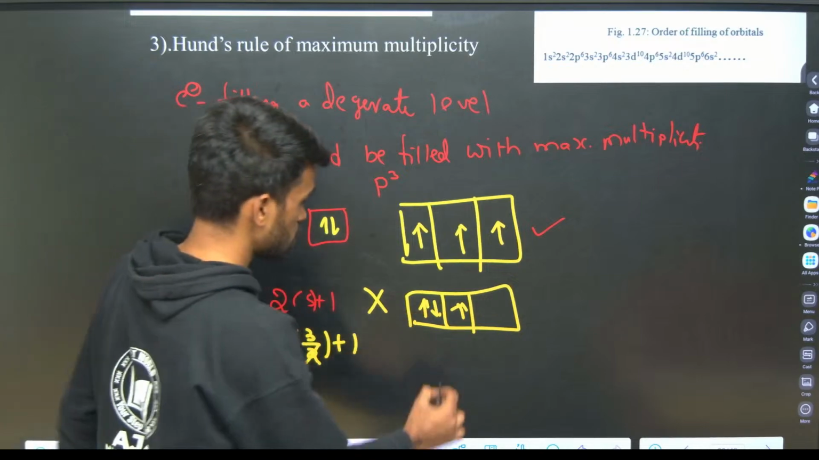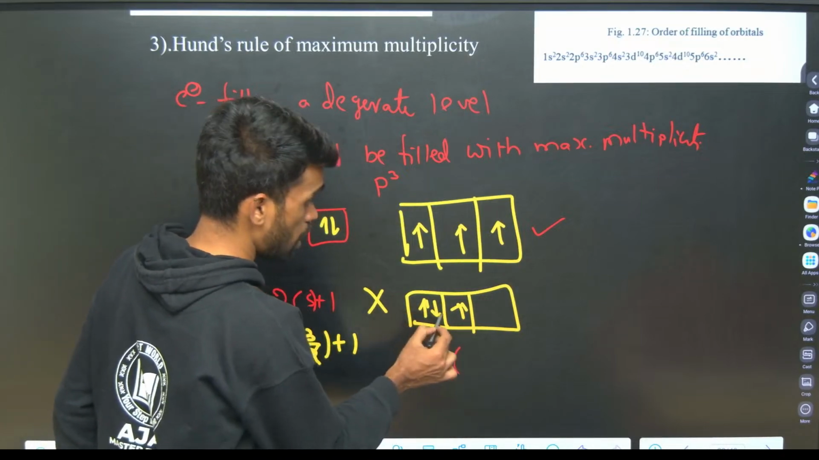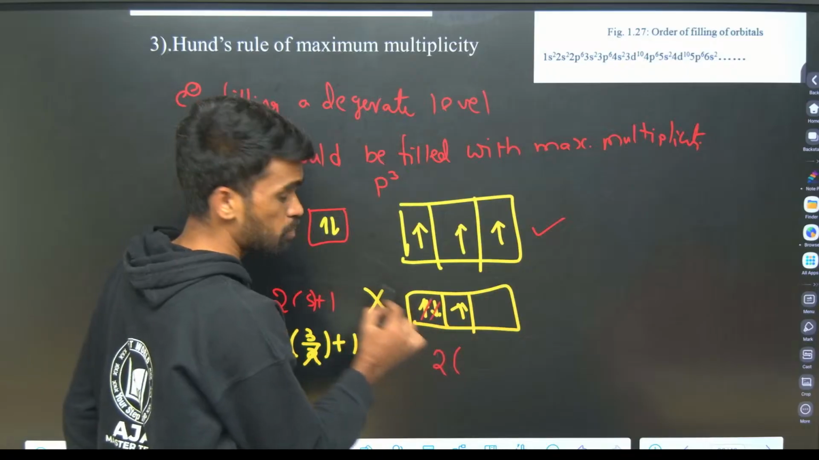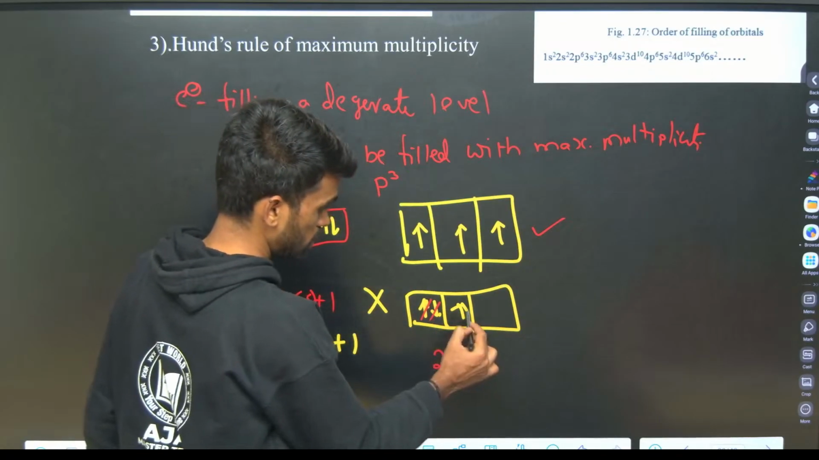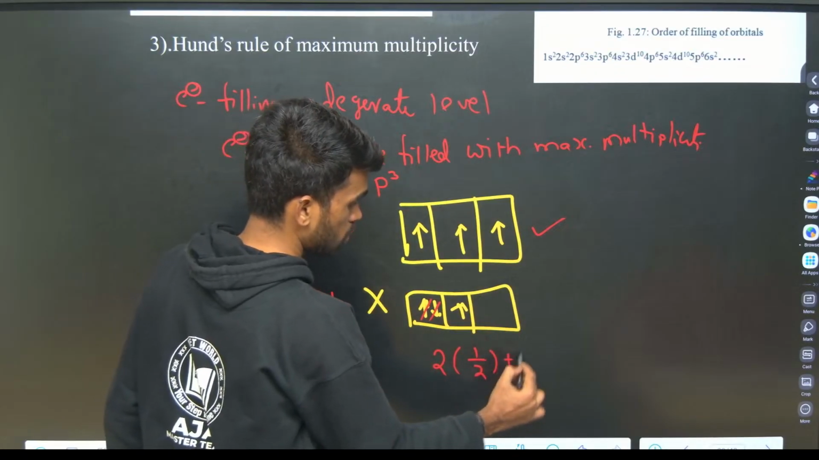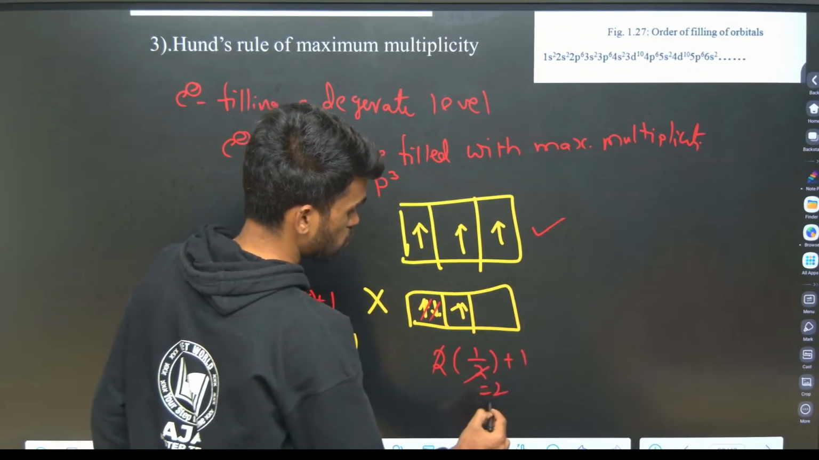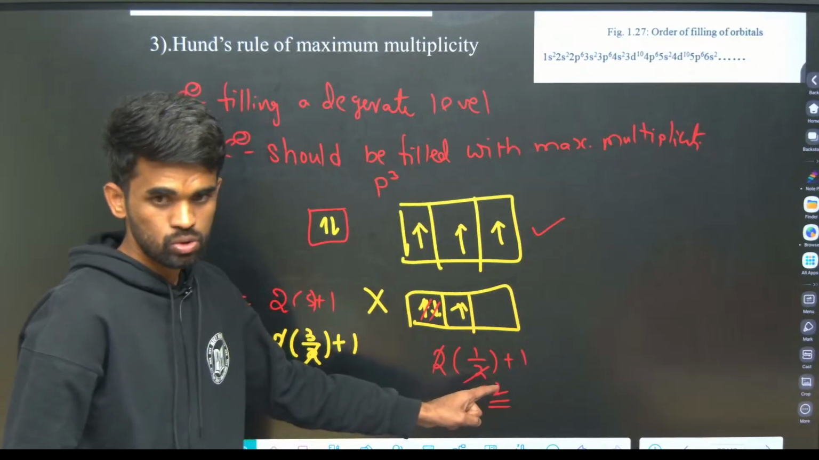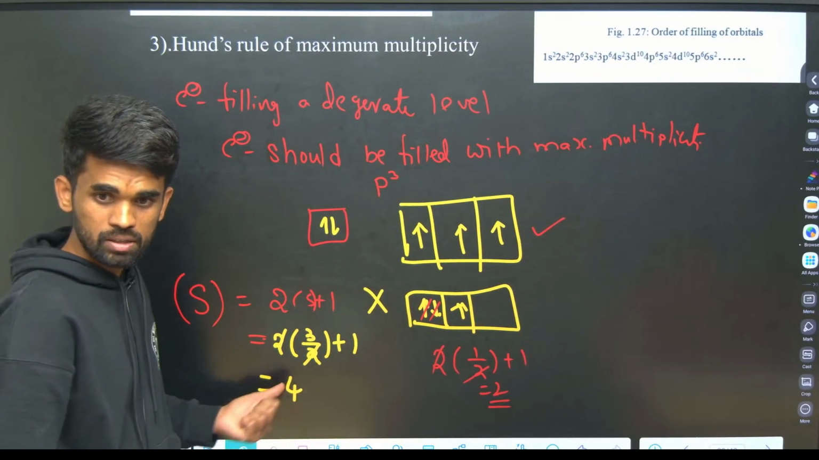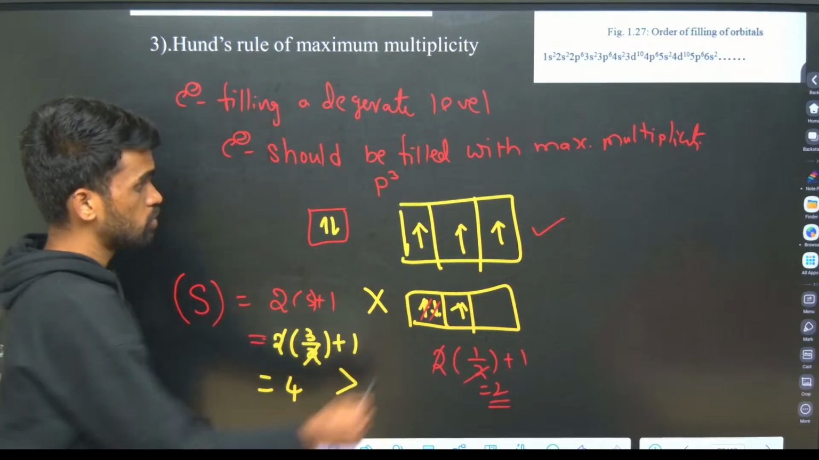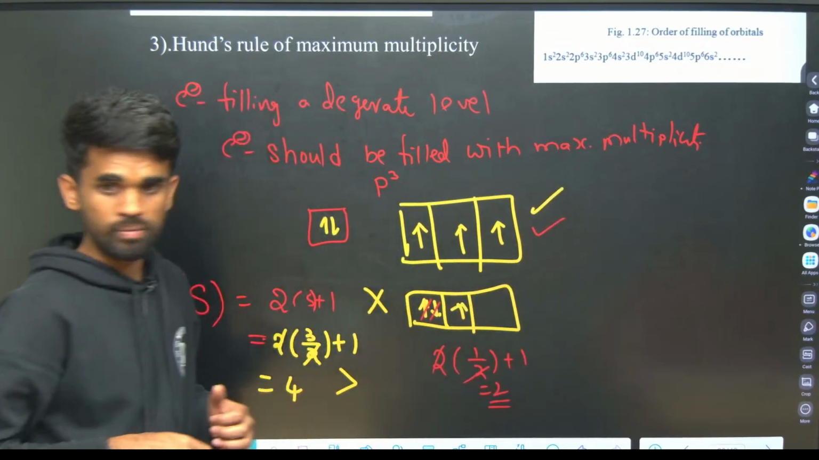In this case, see, these have opposite spin, so plus half and minus half cancel out. With this one electron we have half. So total spin is half, and this is only a doublet, 2. But here we have a quartet, 4. So which is maximum? 4. So that's what you should follow, the maximum multiplicity rule.